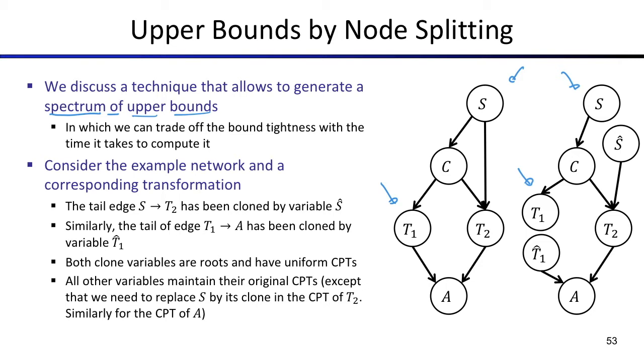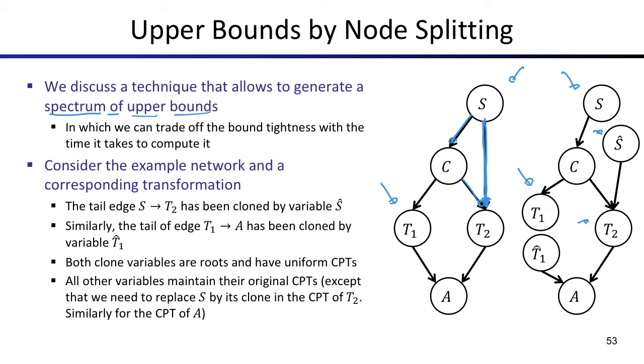So the technique involves first identifying a loop like we have here, choosing one edge, for instance the S-T2 edge here, and cloning the parent variable. So I'm going to clone S and create a new variable that we'll call S hat, as we have here in this figure. And we need to decide what the parameters for S hat will be and also how we're going to deal with T2, because T2 used to have S as its parent, but now it's going to have S hat as its parent. And the technique is very simple.